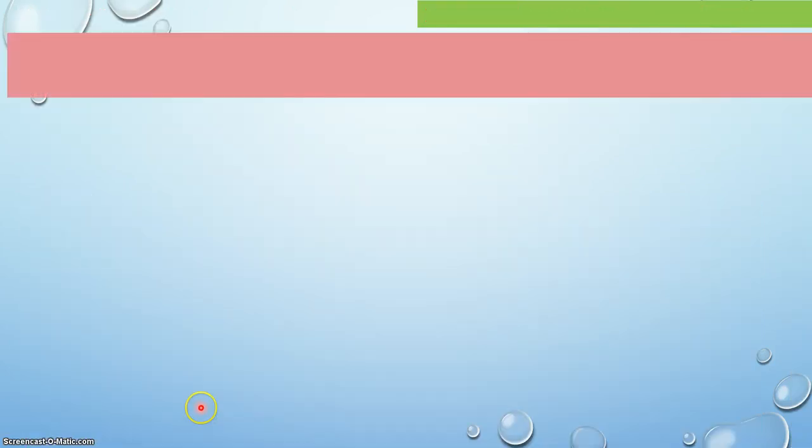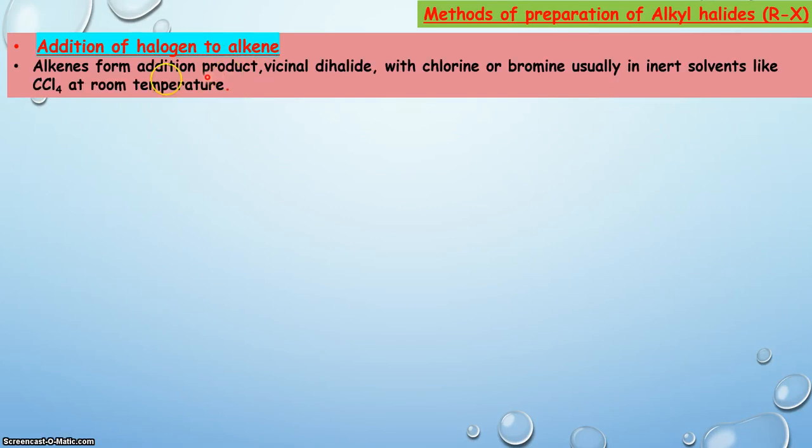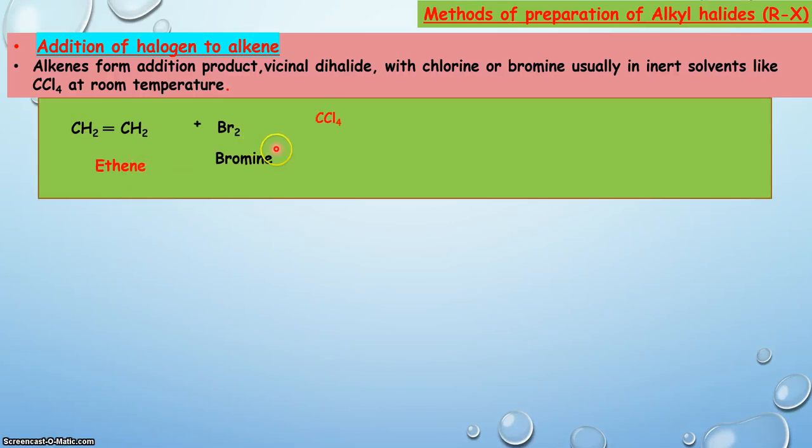Now let us talk about 2 more reactions, that is addition of halogen to alkene. This reaction we have learnt in the 11th standard also. Alkene forms the addition product, that is vicinal dihalide, with chlorine or bromine, usually in an inert solvent like CCl4 at room temperature. Here is the example: ethene on reaction with bromine in presence of carbon tetrachloride. One bromine will be bonded to the first carbon atom while the second bromine is bonded to the next carbon atom. So the product we will get is 1,2-dibromoethane.